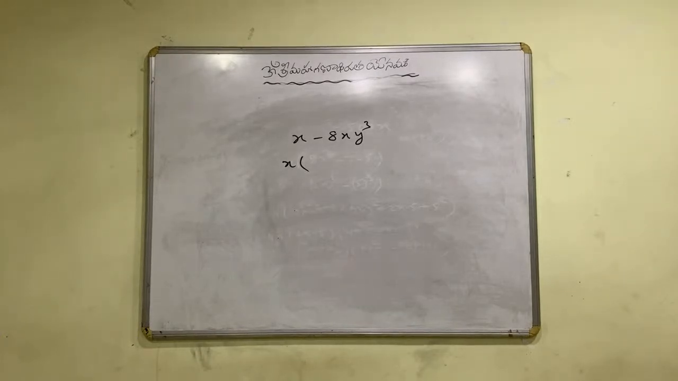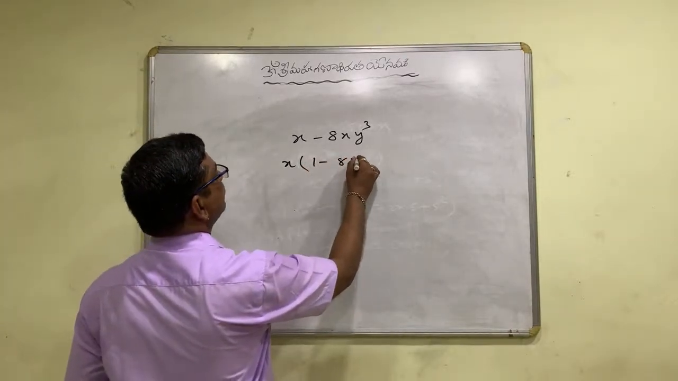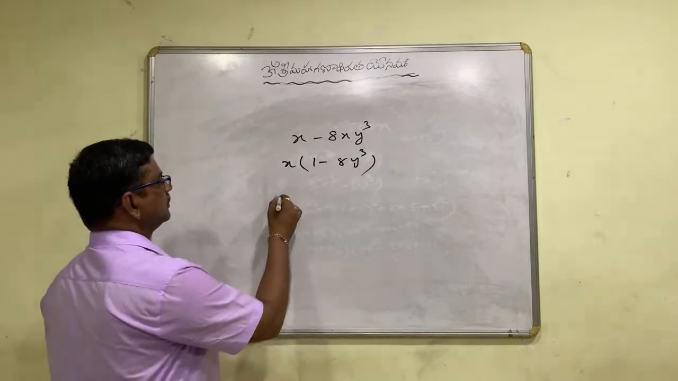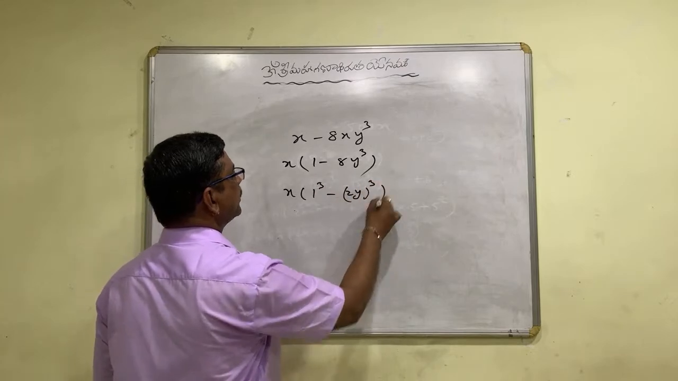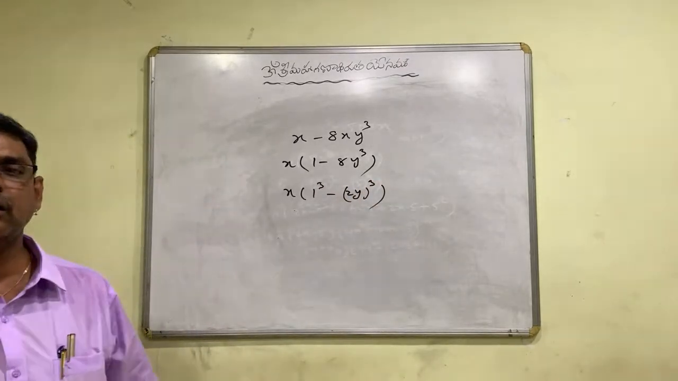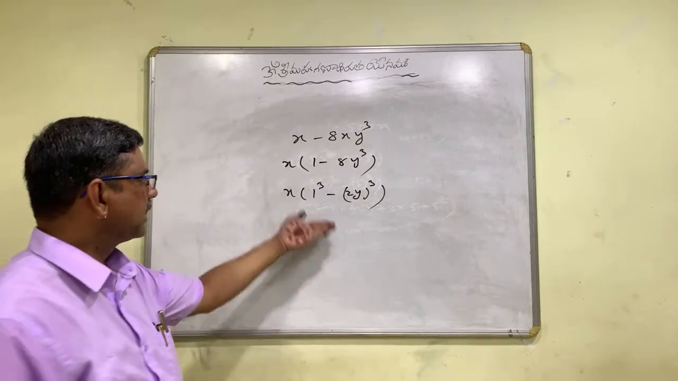Can anyone type? If I take x common, what is remaining? 1? Only 1. I am taking x common. Hamza? Yes, 1 minus 8y cube. Good. So x into 1 I can write 1 cube and this one 2y whole cube. The problem is done. The rest you know how to do it.